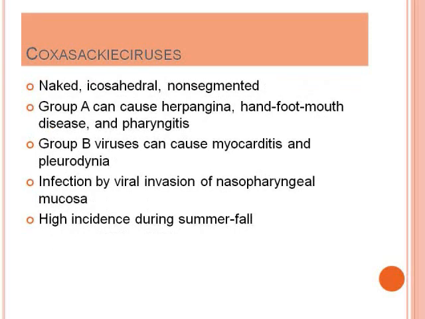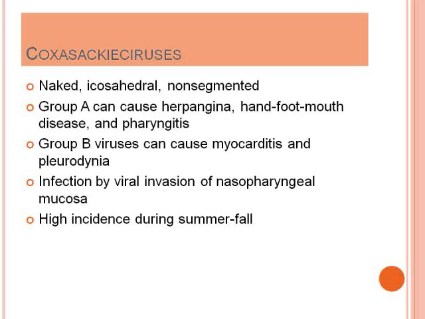All right. Now, I think two more slides. One for Coxsackie virus, which we already discussed. Group A can cause herpangina. We talked about herpangina being a herpes-type lesion, a differential diagnosis of herpes simplex or hand, foot, and mouth disease. It can also cause pharyngitis because it wants to replicate in the upper respiratory tract.